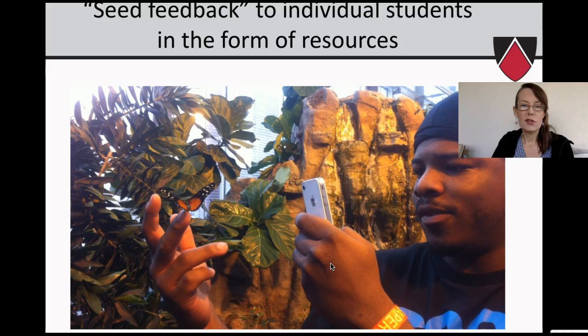and then that allowed them to reflect on how their perceptions had changed over time. Seeding feedback to individual students in the form of resources is something that I want to emphasize to EdD faculty especially. Your courses often have such a huge volume of information that, quite frankly, your students aren't reading it. They're not covering the breadth of information that you're providing.